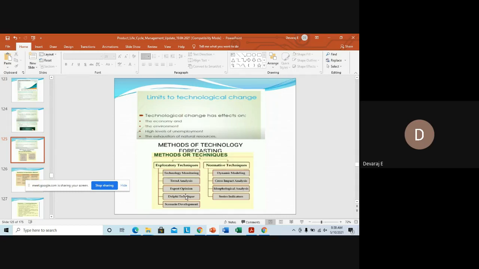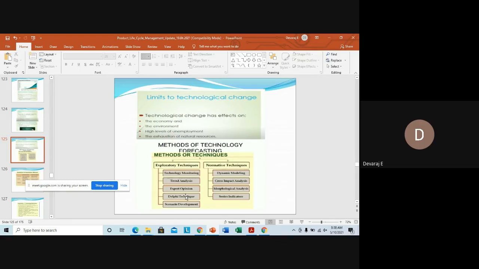Expert opinion, Delphi technique, scenario development: all these are methods, or techniques, which will be used for product development as well as the product process. If you tell your CEO that you're using technology monitoring, you should know the purpose of it. Likewise, there are normative techniques for the future, like the solar car. For that also you should know what type of technology we should update.